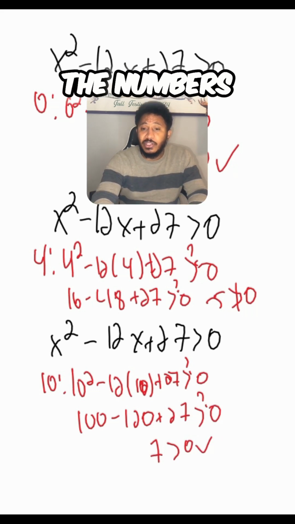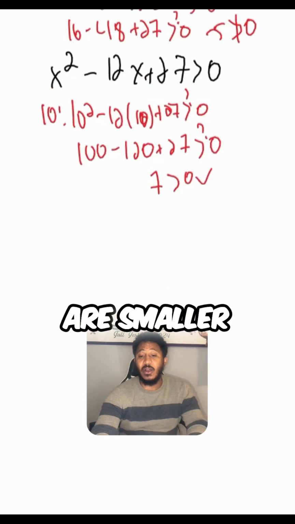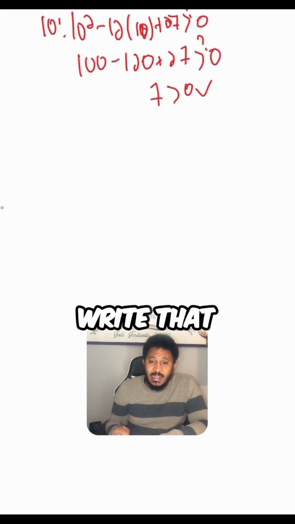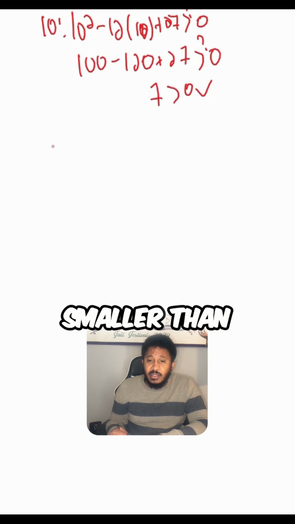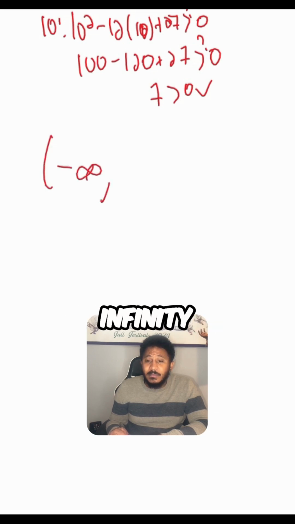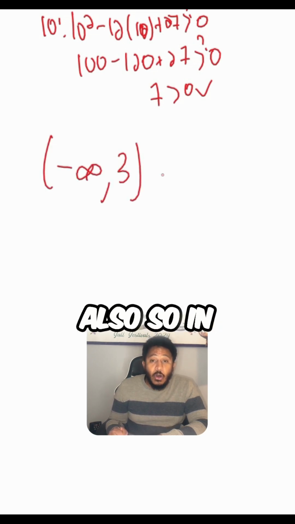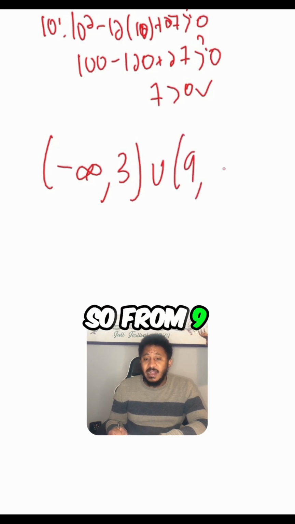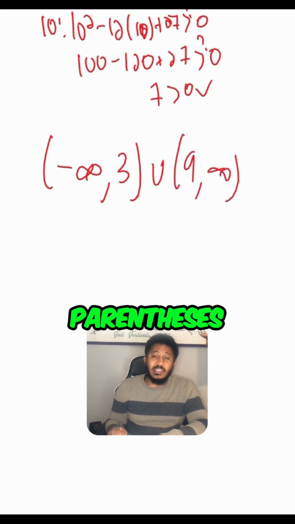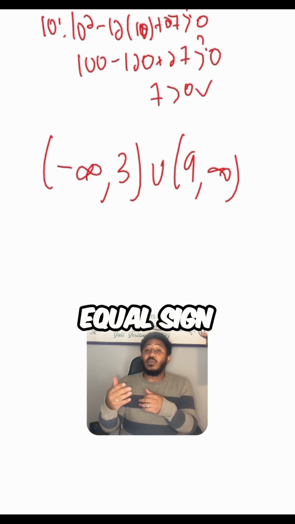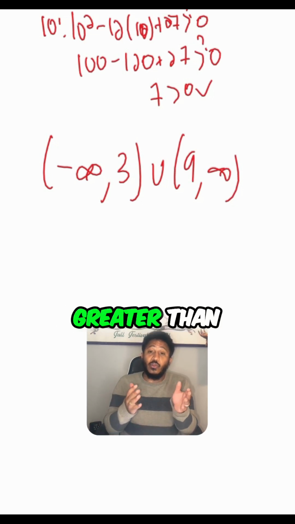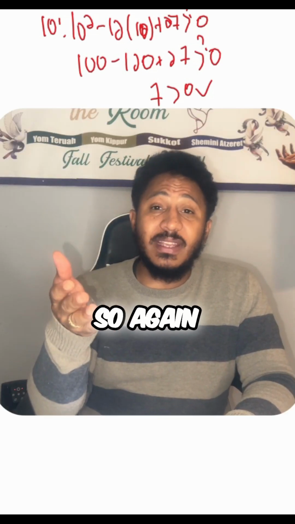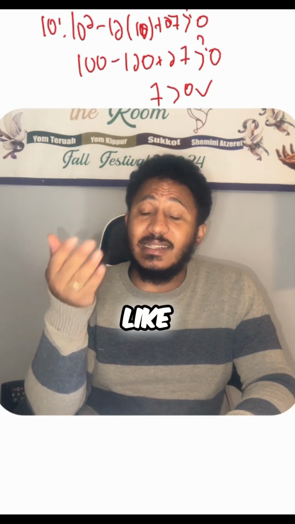So the numbers that work are the numbers that are smaller than 3 and bigger than 9. How we write that is, all of them smaller than 3 would be negative infinity to 3, and then in union with the numbers bigger than 9, from 9 to infinity. Notice we put parentheses on the 3 and 9. If it was an equal sign underneath the inequality, so greater than or equal to, we would put brackets on those numbers.